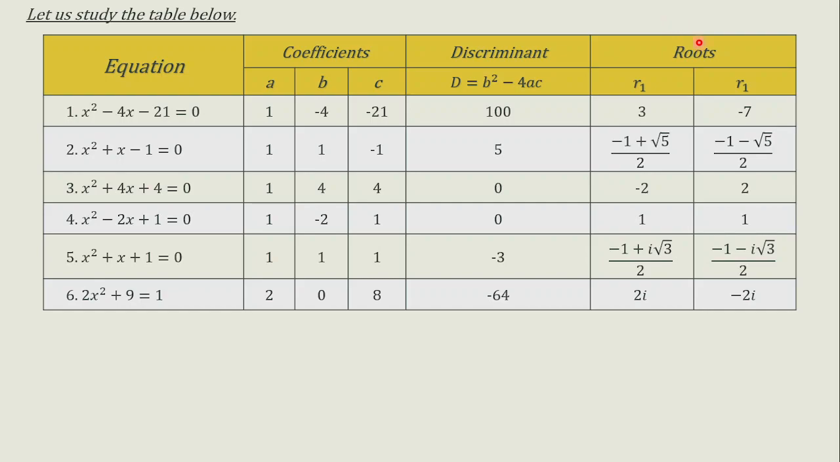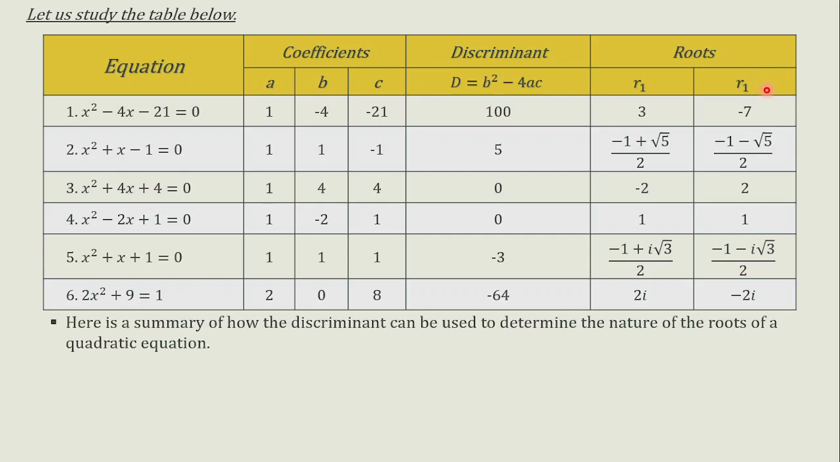Then the fourth column is about roots: root number 1 and root number 2. There is a typographical error. This one here, class, is R2, or root number 2. Based on the table, class, I'm going to explain it one by one. In the explanation, we'll focus on the effect of the discriminant in finding the roots. With the help of just the discriminant, we can easily identify the nature of the roots. So here is the explanation.